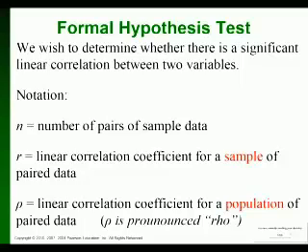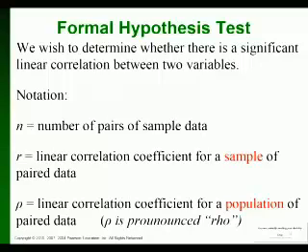The notation, n, is still the number of pairs of sample data. r is our linear correlation coefficient for the sample data. And then there's something else that I'm going to mention now, but later it's not going to be important. This looks like a p, kind of an italicized p maybe, but it's actually the Greek letter rho. And rho is the linear correlation coefficient for the population.